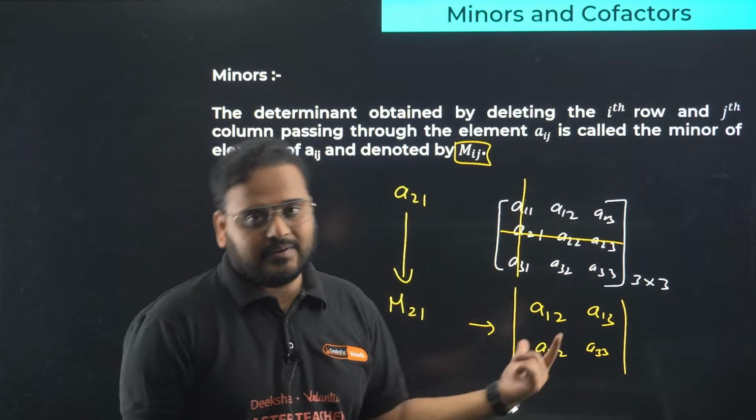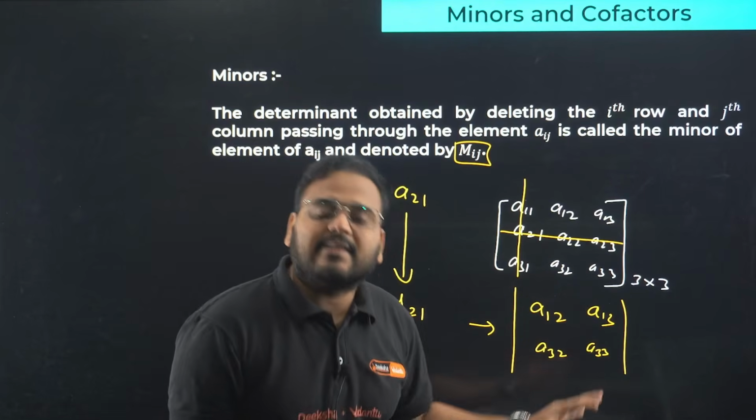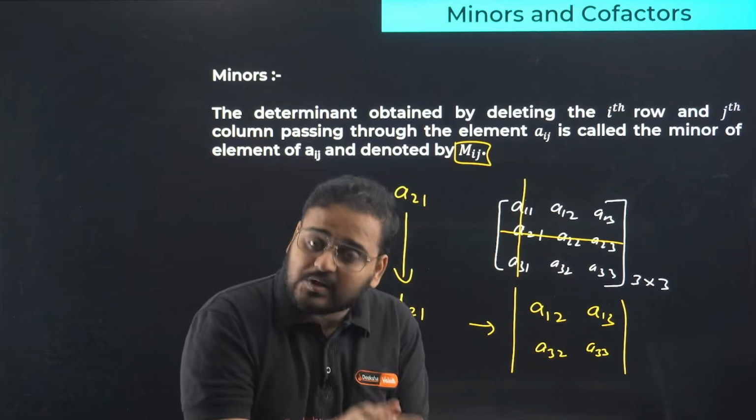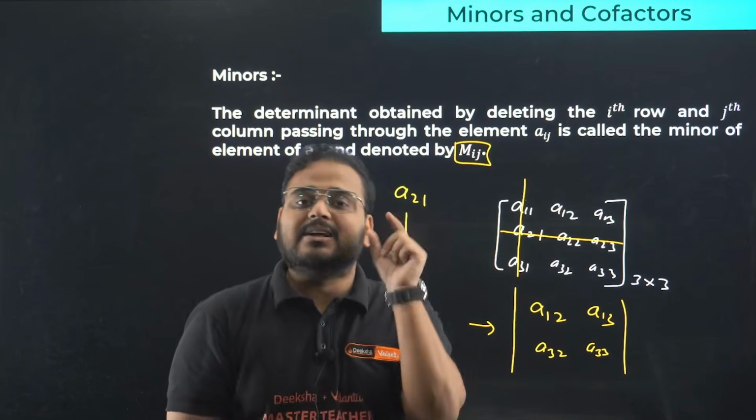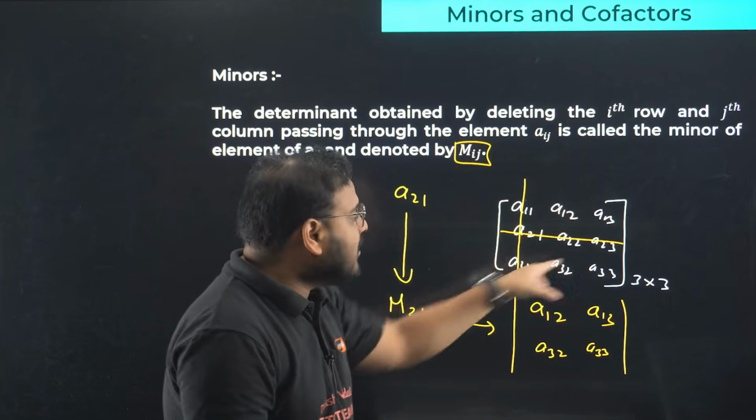How do we deal with it? Okay, so I hope you got it. Minor is basically the determinant of the matrix obtained after removal of row and column for the particular given element. Yes, for all the elements, right?